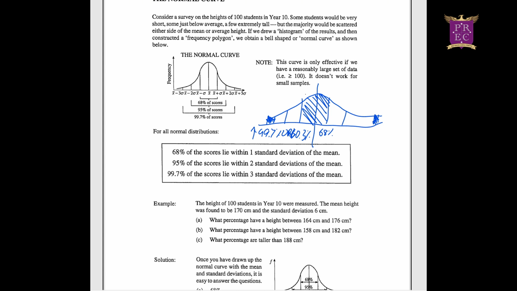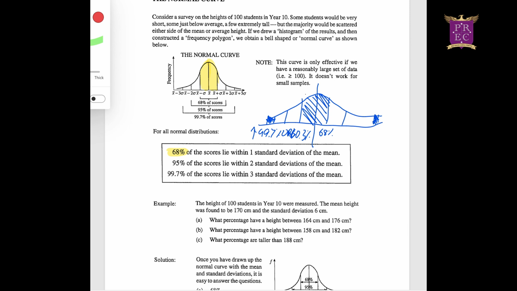Okay, so they're saying, let's use a highlighter. 68% of the scores lie within one standard deviation of the mean. So this is half a standard deviation and this is one standard deviation. Okay, and now they're saying 95% of the scores lie within two standard deviations. So this is half, then one. So altogether, this is 95% of the scores.